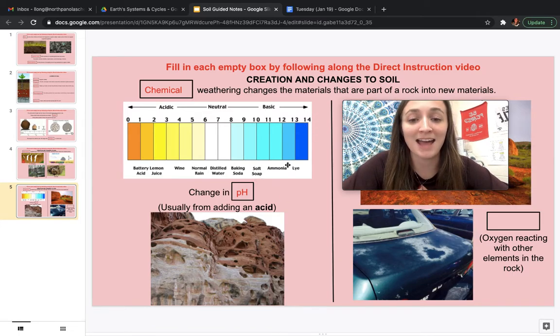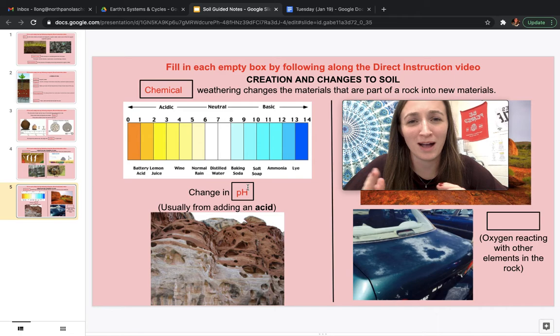So if you add acid to a rock, you can change its pH, and that's going to change the materials that make up the rock. So that is going to be chemical. I know you're like, you just busted my brain with that one. I don't fully get it. That's all you really got to know about pH. You don't have to know that much. Just know that an acid was added and it changed the rock.